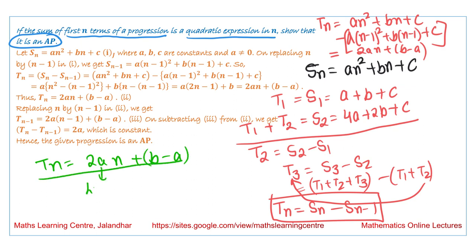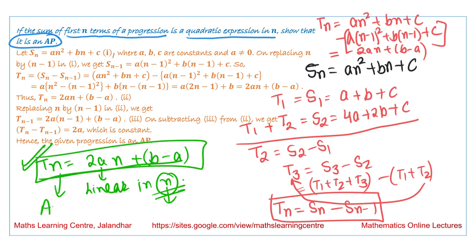and this is a linear expression in n. And we have already proved that if the general term is a linear expression in n, then that progression is an arithmetic progression. Or we can find from this that the common difference is fixed, a common difference d is there. So we are getting that this is an AP.